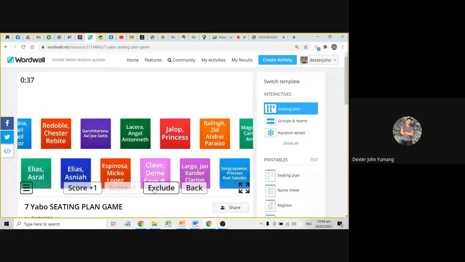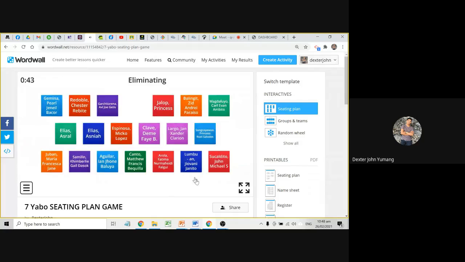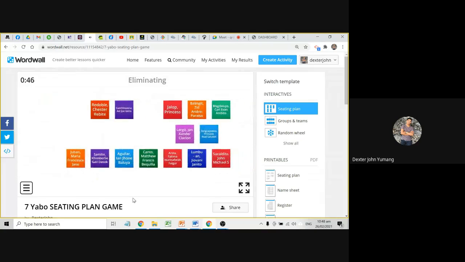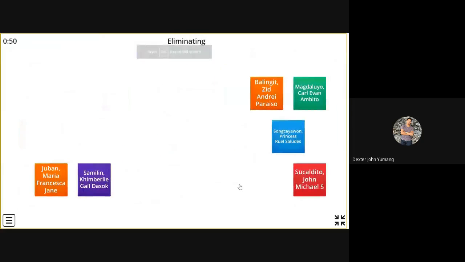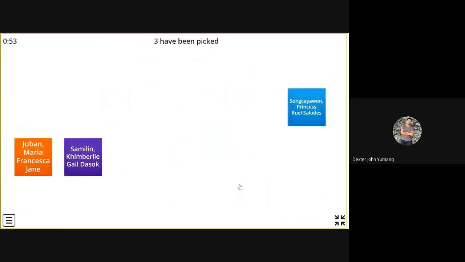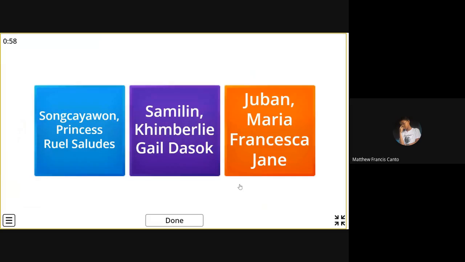Let's have another student. For this, exclude. Okay, we will select 3 students. Okay, we have Princess Songkayawon, Samilin, and Juban. Are you there? Po yan sila tatlo. Wala? Po yung dalawa. Wala nga sila. So, wala sila.